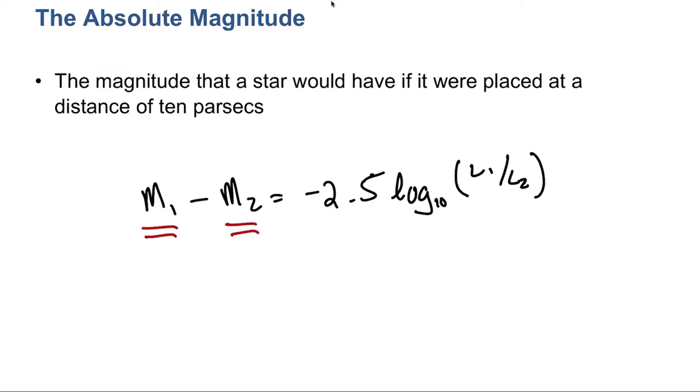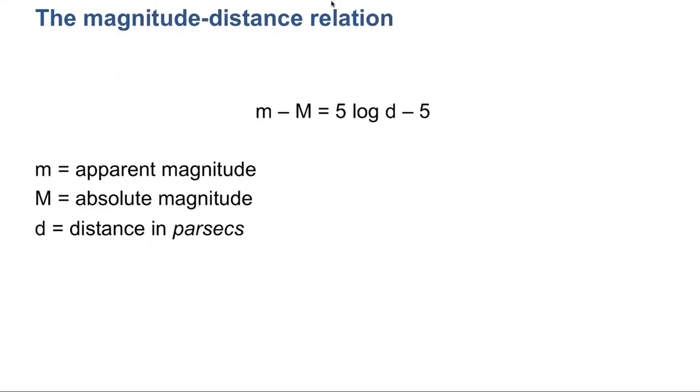Okay, so just like there is a relationship between the brightness of an object and its luminosity and the distance, there has to be a relationship between the apparent magnitude of an object, the absolute magnitude of the same object, and the distance to that object. And that is the next slide. This is called the distance modulus equation. And this is a little bit different.